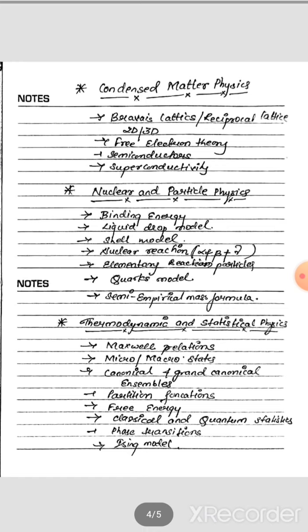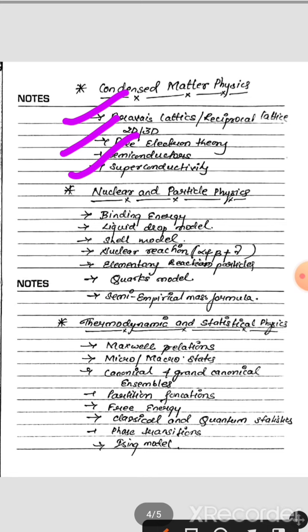Now coming back to condensed matter physics. In condensed matter physics, the basics of Bravais lattice and reciprocal lattice for 2D and 3D structures. Find the free electron theories, semiconductors, like types of semiconductors and how their conductivity changes, all those things. And in superconductivity, type 1 and type 2 superconductors, what the formulas are, how to find the critical point, those things you need to cover here.